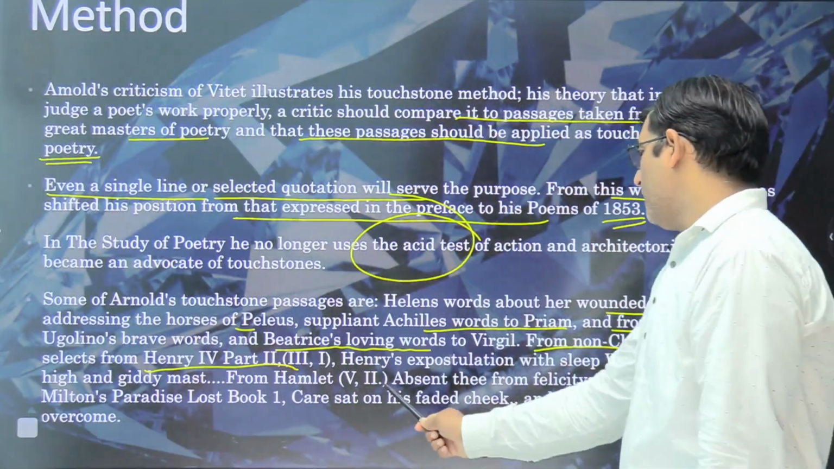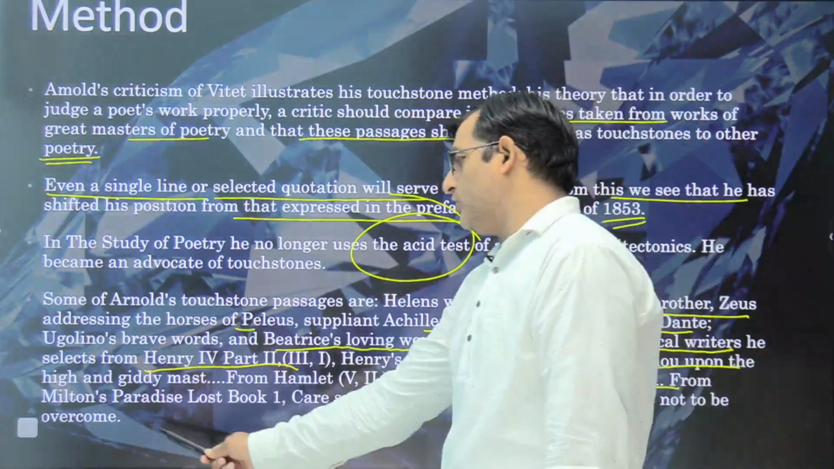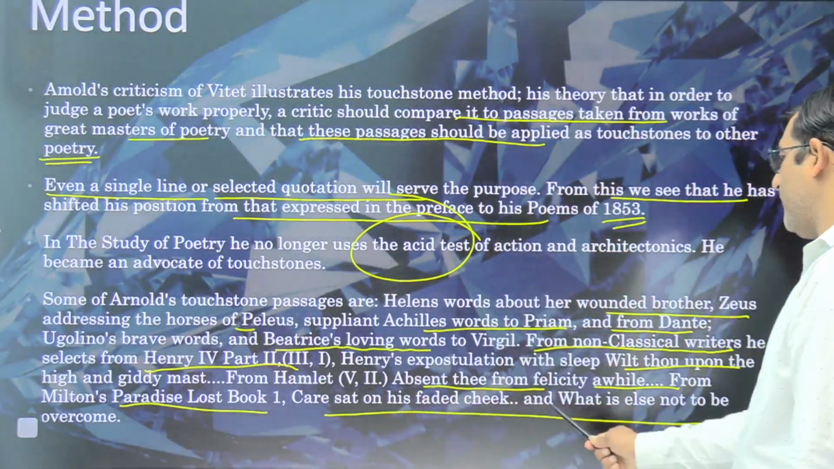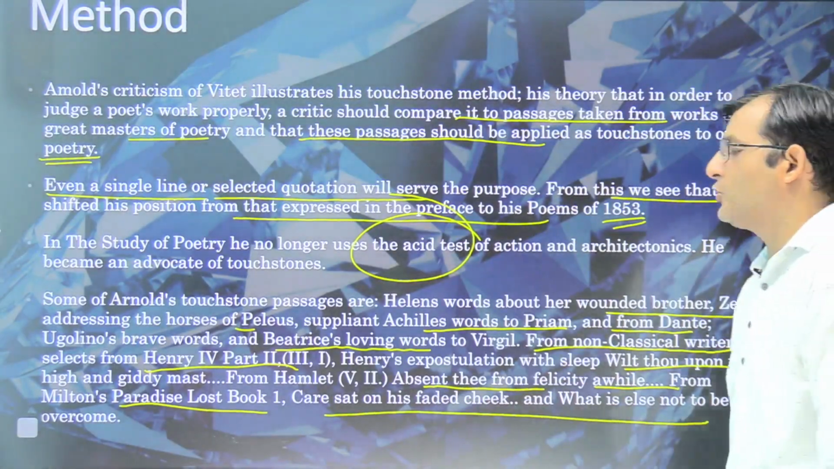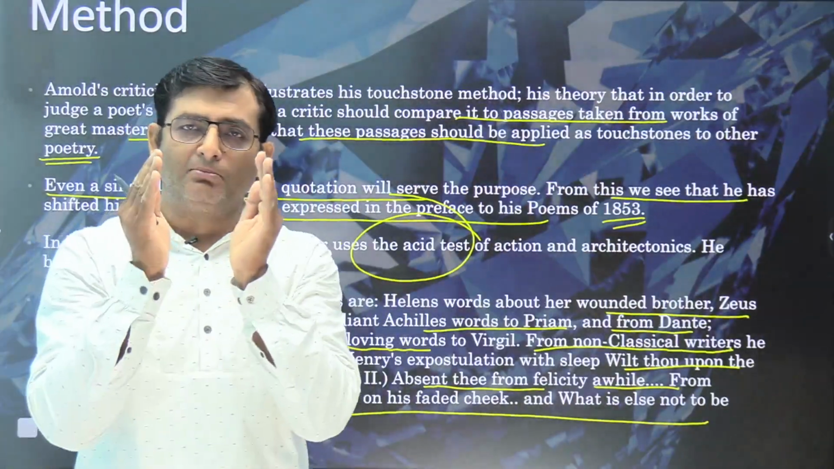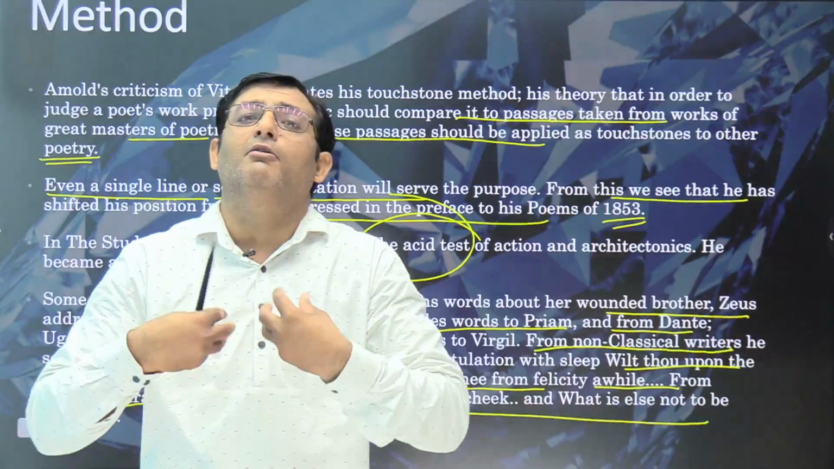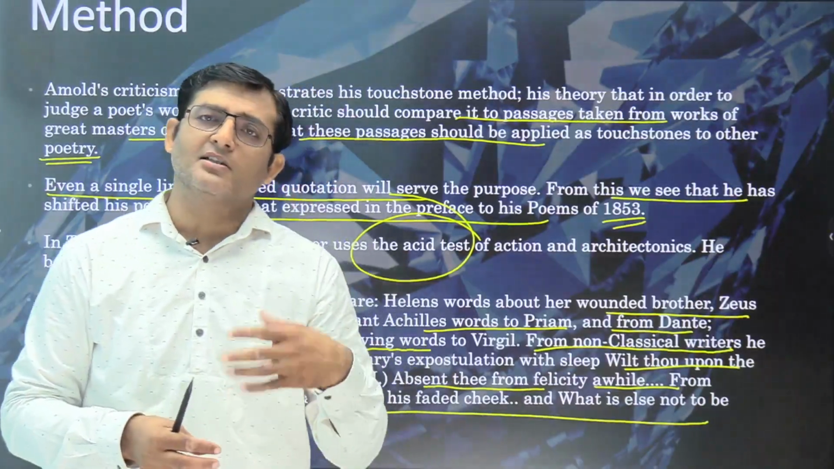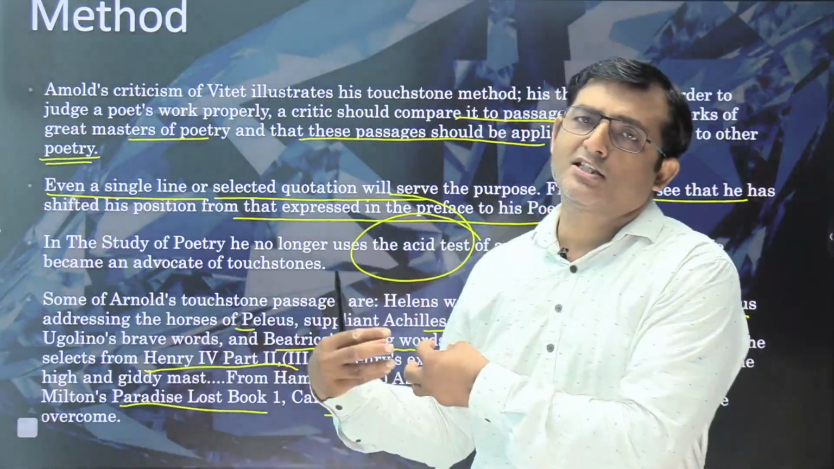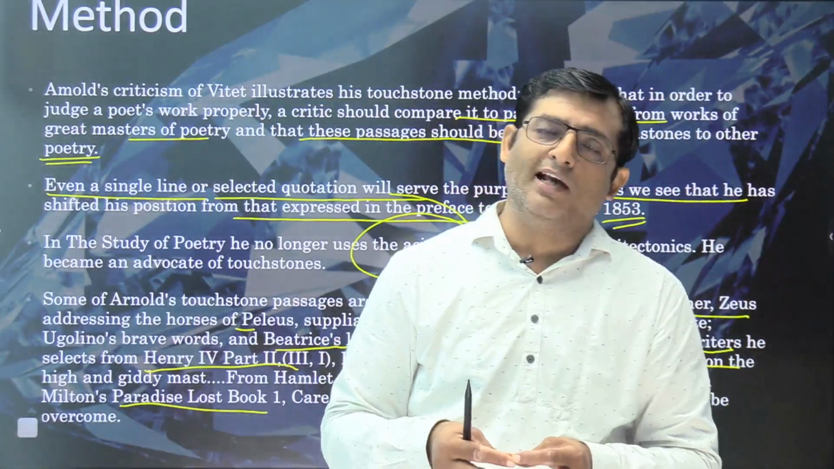Hamlet, "absent thee from felicity a while," and then he comes to Milton's Paradise Lost, where he gives the line, "Care sat on his faded cheek," and what is else not to be overcome. These are the patches, the lines from the different texts that are ready and worth being compared. You compare and fit your poetry against them, and if your poetry fits, then it means your poetry has high destiny. You are a valuable poet.